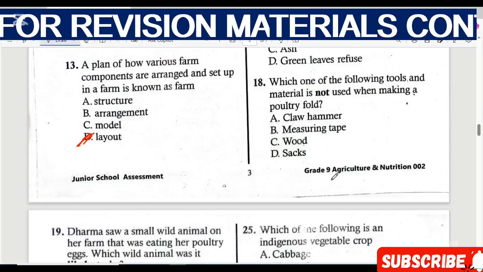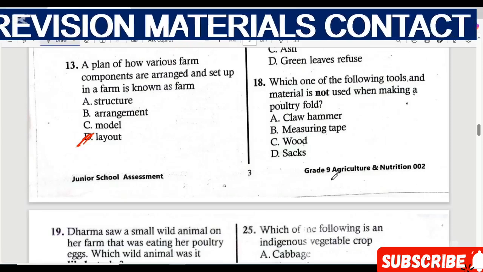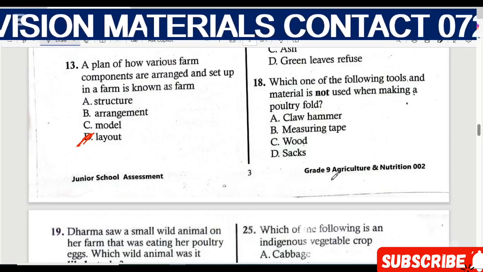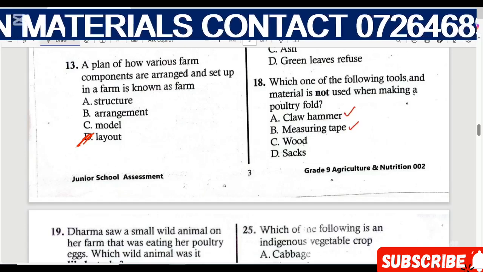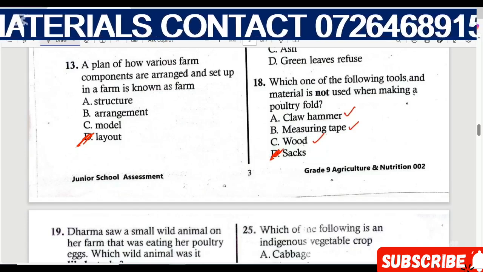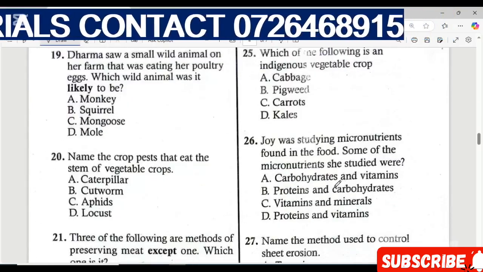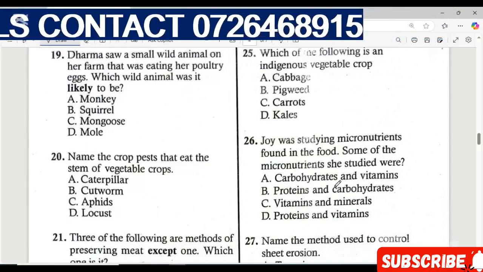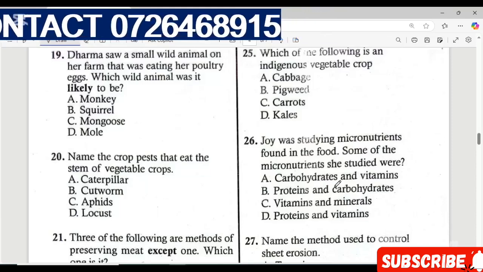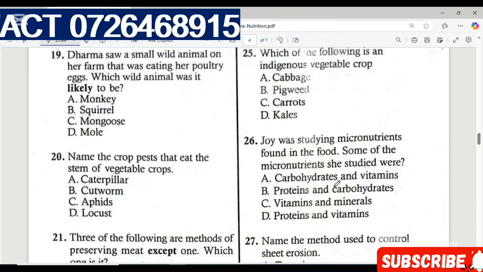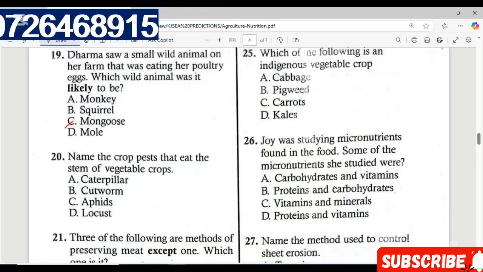Which of the following tools and materials is not used when making pottery? Do we use sacks? No. We can use a hammer, measuring tape, wood, and we don't use a sack. No sacks are used. The farmer saw a small wild animal on her farm that was eating her poultry eggs. Which wild animal was it likely to be? Monkey, squirrel, mongoose, mole. That one is a mongoose.